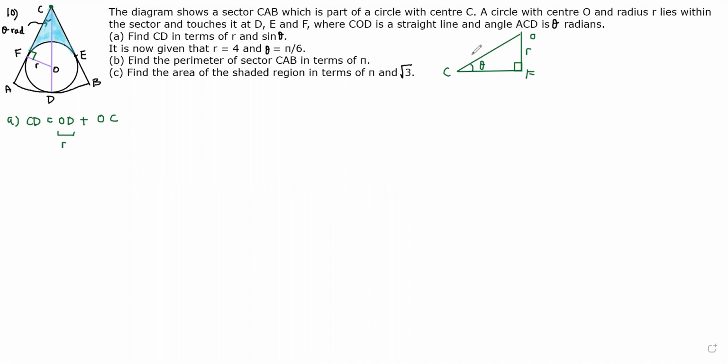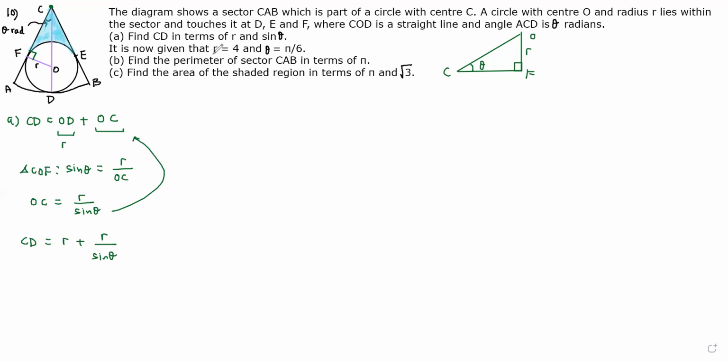Now we need to find OC. OC is the hypotenuse. So from triangle COF, which is a right triangle, sine theta is the opposite, which is R, over the hypotenuse, which is OC. Then rearranging, OC is R over sine theta. CD is R plus R over sine theta. That will give us the answer to part A.